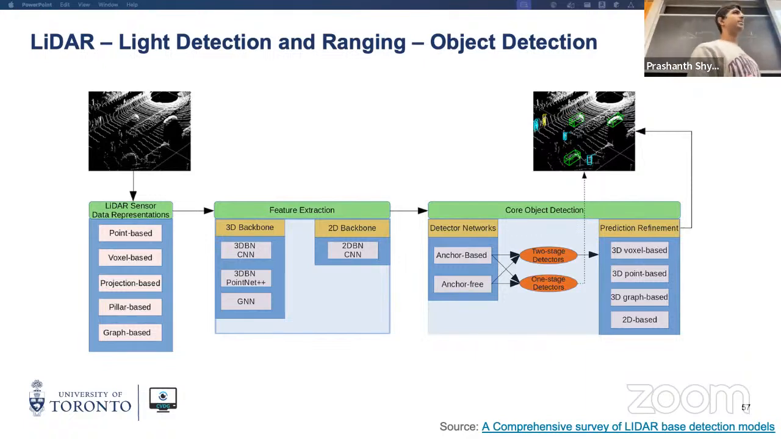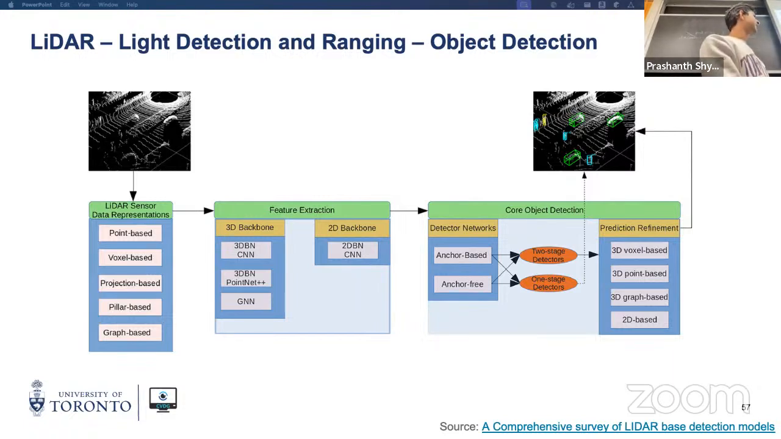Point-based means you just take each point as it is. Voxel means you try to divide the point cloud into a bunch of subdivisions or cubes, and then we just treat those cubes as our inputs. Projection-based is where you try to change the space of your point cloud. So instead of 3D, you project it onto a 2D plane, like a surface. You can take a bird's eye view of the point cloud, so we get a 2D surface.